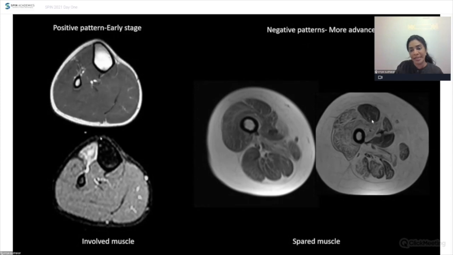In this same case, after some time you can see that the preserved muscles are more evident, and this again helps you in finding the distinct pattern. So here the rectus femoris and the adductor longus both are preserved, whereas here that pattern is not very evident. So in later stages of the disease, the spared muscles are the ones we should concentrate on.